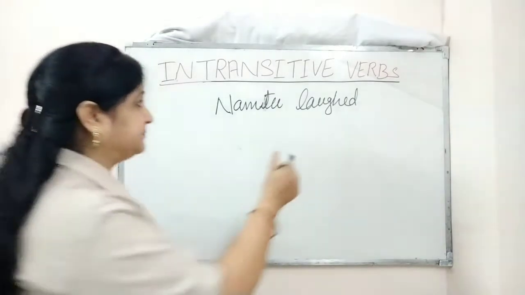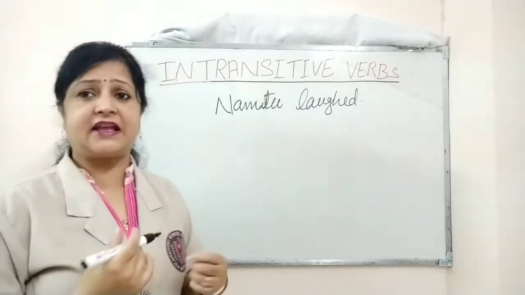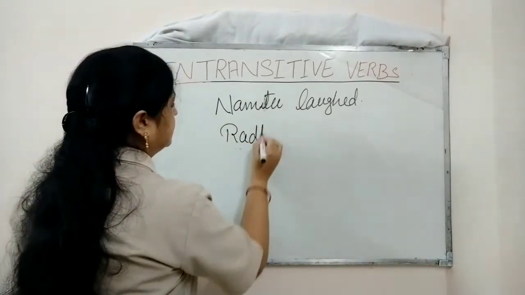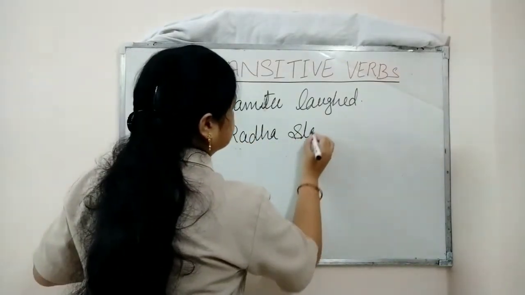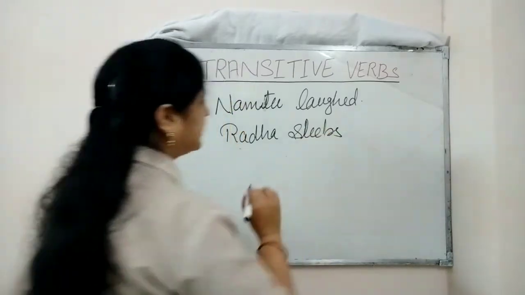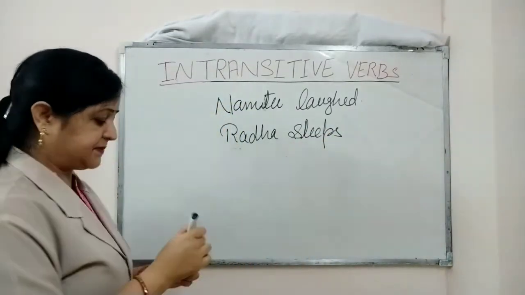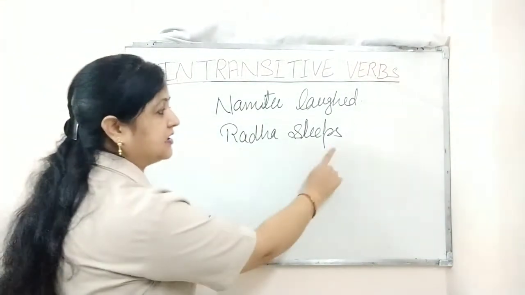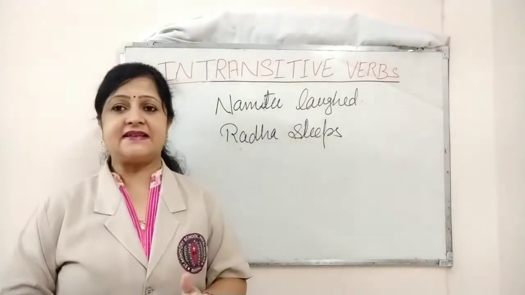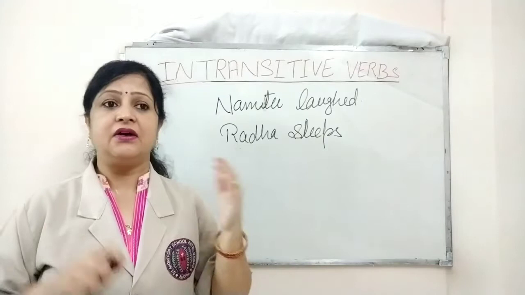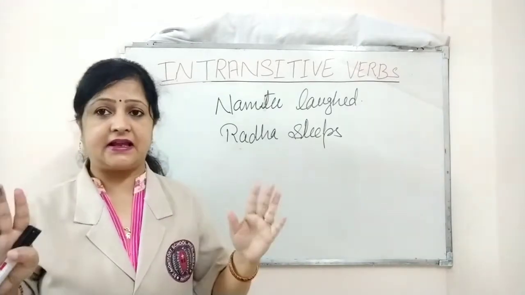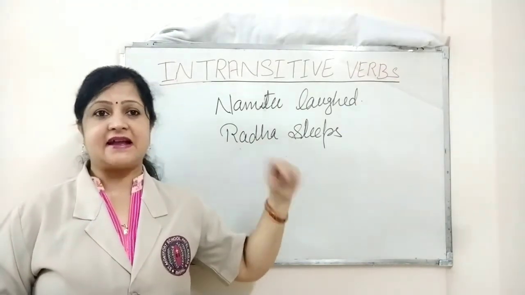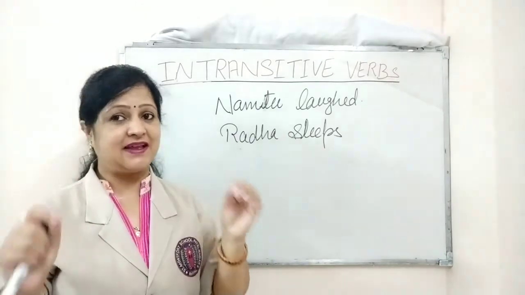So here we can take one more sentence, like Radha sleeps. So here again we can see that Radha sleeps is giving us the complete information. It does not require any object here. So if I say Radha what or Radha who, then we will not get any answer here. So Radha sleeps is giving us the complete information. That's how you know that the verb is intransitive.